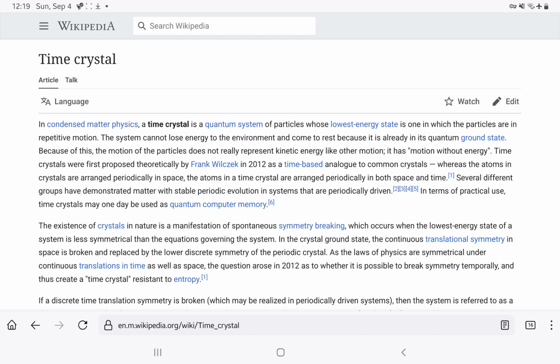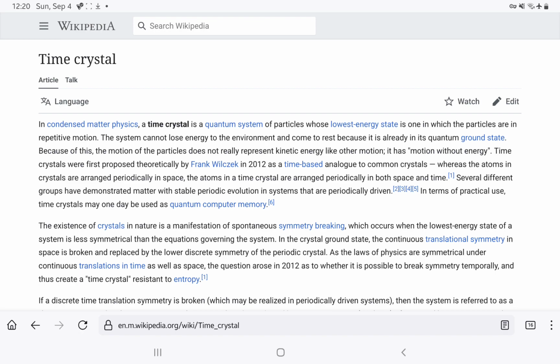It says, in condensed matter physics, a time crystal is a quantum system of particles whose lowest energy state is one in which the particles are in repetitive motion. The system cannot lose energy to the environment and come to rest because it is already in its quantum ground state. That means on the smallest molecular level, it's constantly going to the point where it doesn't stop, I would think. Motion without energy and all this. Because of this, the motion of the particles does not really represent kinetic energy like other motion. It has motion without energy.